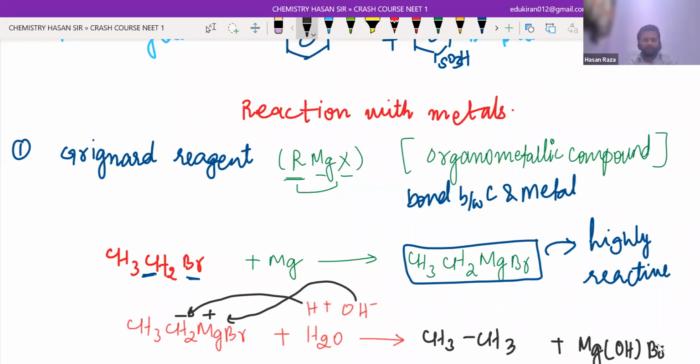Is that clear, everyone? So this is the reaction of Grignard reagent, we can say. So please do write it and let me know. Can I change the slide?